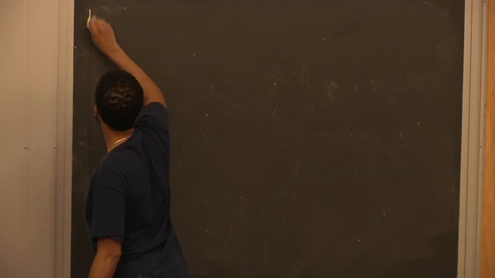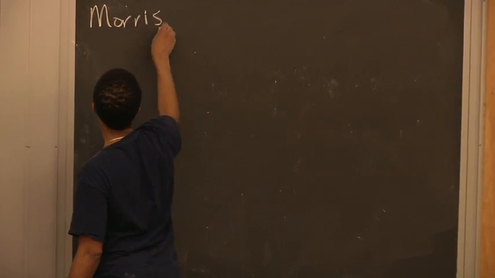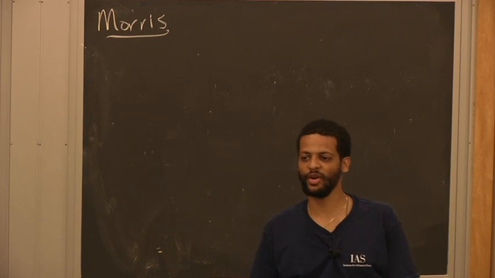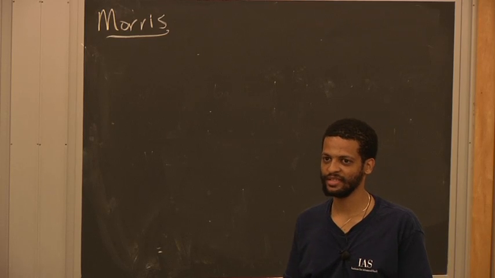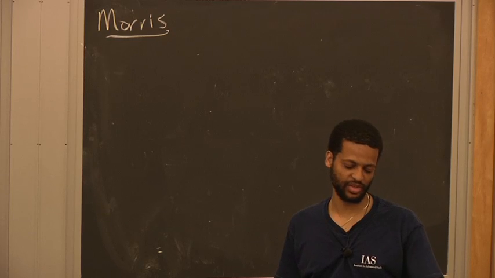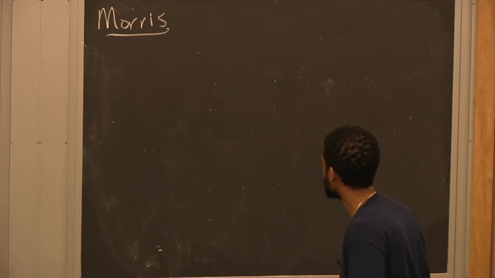Okay, so Morris. The plan is going to be, first we want to know that the expectation is correct. Then we want to know that the variance is small, so we can say that it's good with Chebyshev.